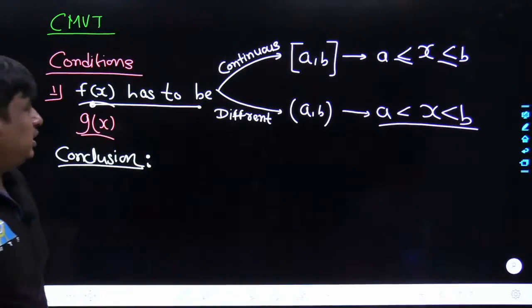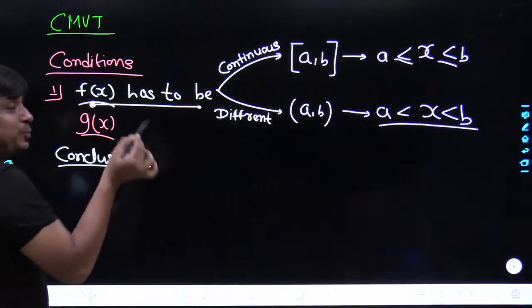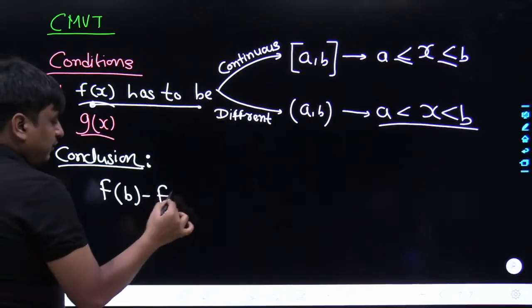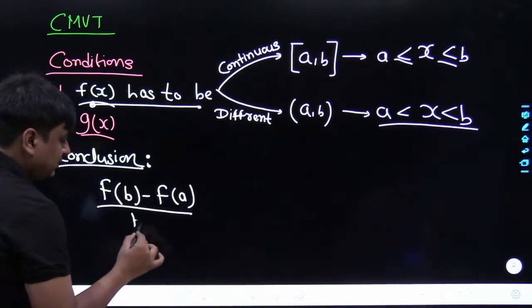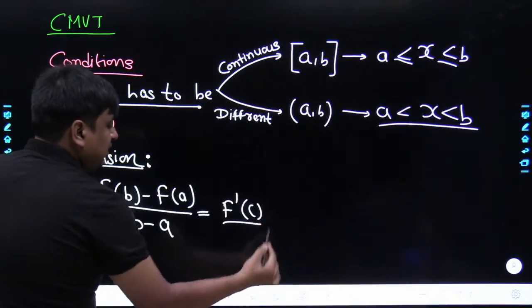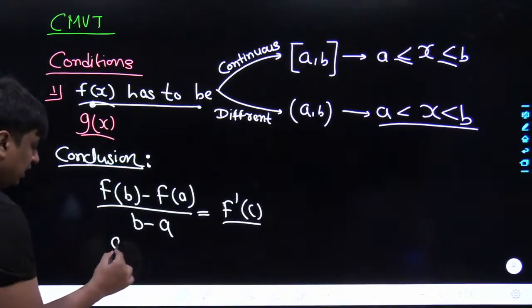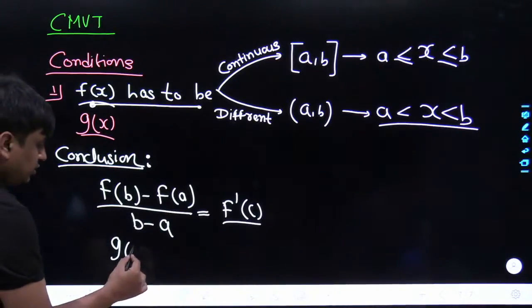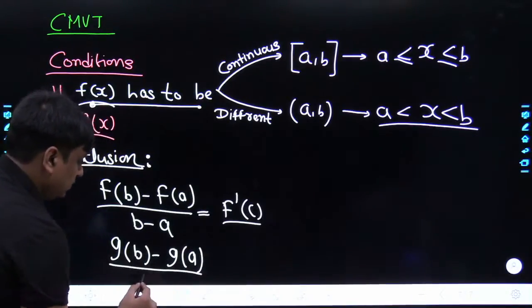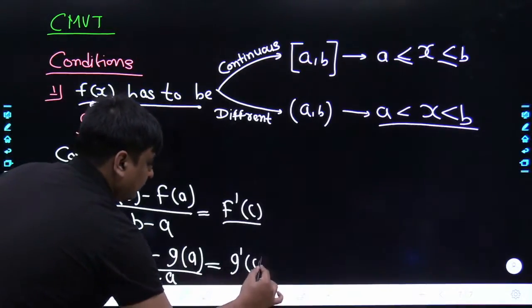from CMVT? See, if the function had been f of x as per the LMVT, there would have been the situation f of b minus f of a divided by b minus a equals f dash c, where c is a point in between a comma b. Similarly, now if you deal with g, again you have to take the range of b to a, b minus a, again the same situation will arrive.